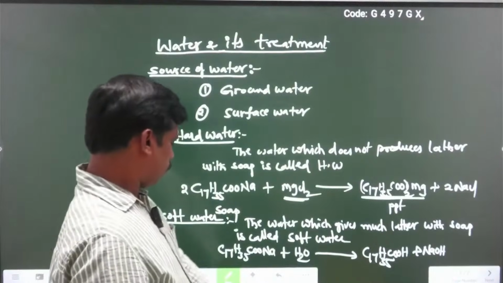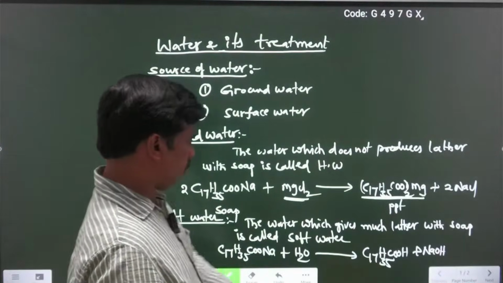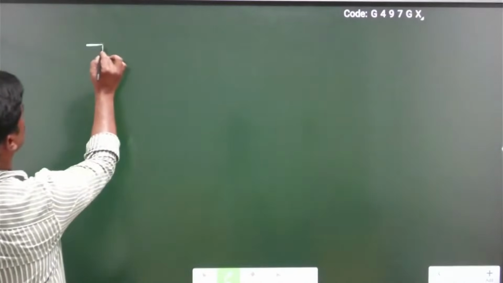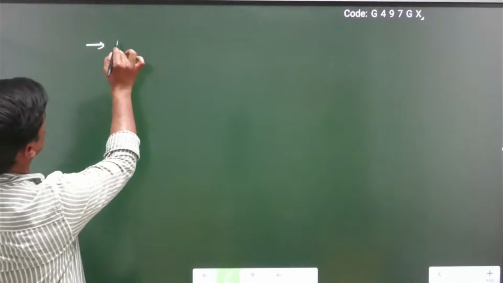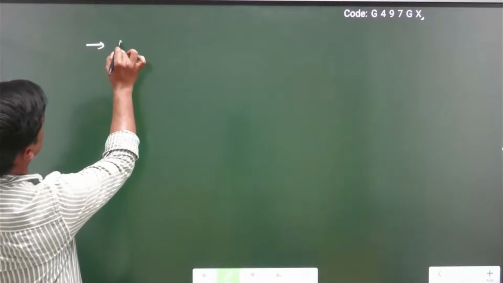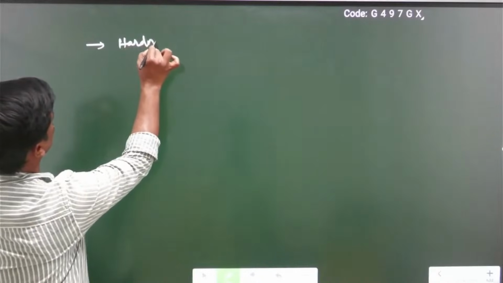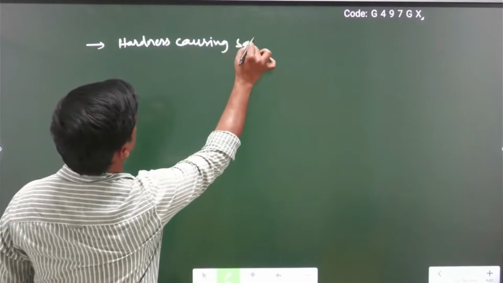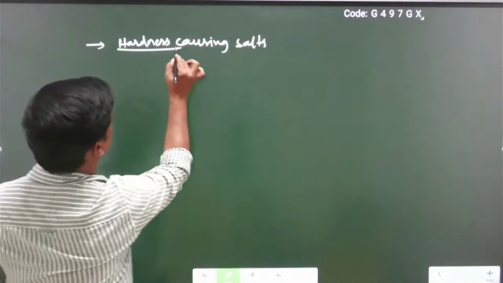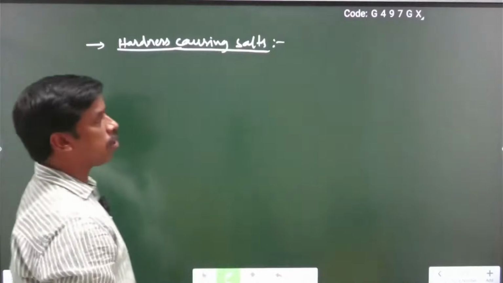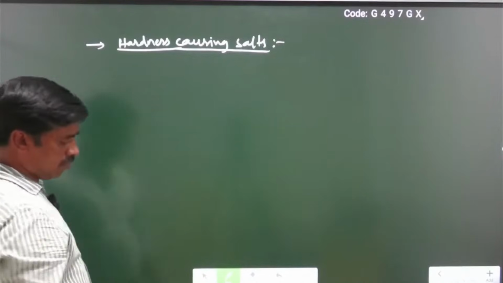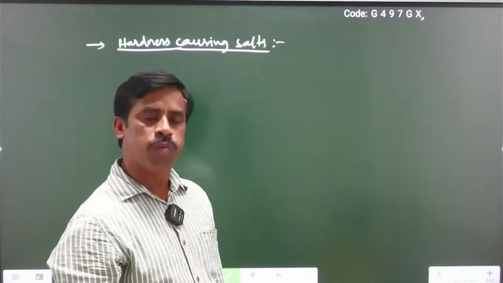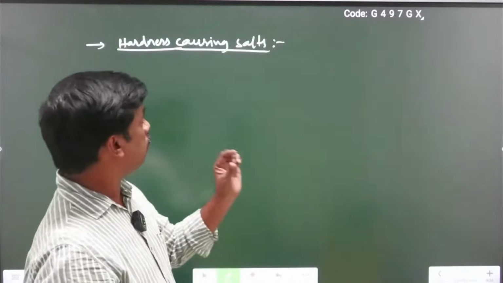Next I am going to explain hardness causing salts. Then after that I would like to explain types of hardness of water. What are the salts causing or responsible for hardness?